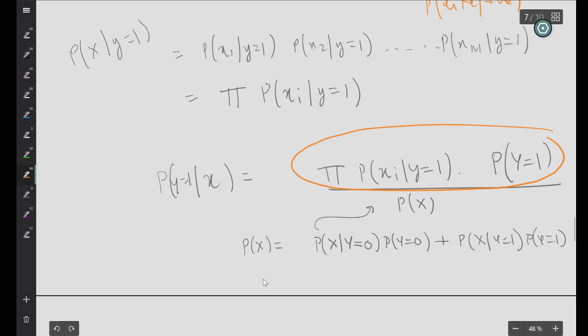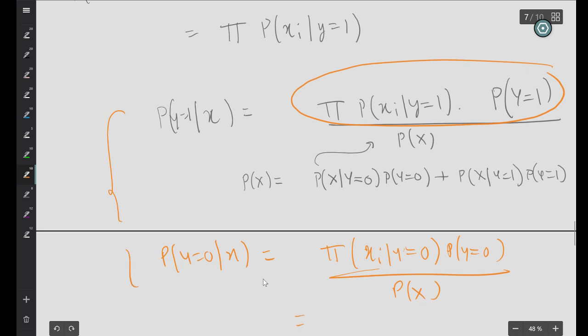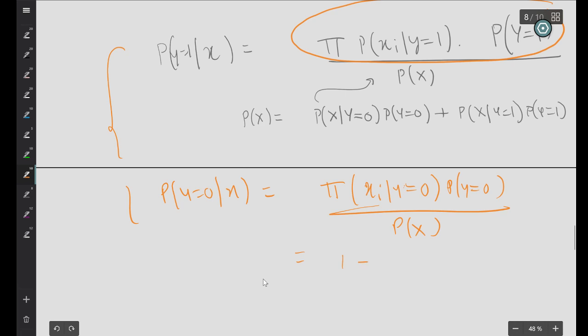Similarly, you can write the probability for the class p of y equals 0 given x. It is going to be the product of p of xi given y equals 0 into p of y equals 0 divided by p of x, and then you can find out which value is higher. For a binary classification case, this is going to be equal to 1 minus p of y equals 1 given x. Otherwise you can use this formula to compute for every class. So this is basically the naive Bayes theorem. In the next video we will try to understand it through one problem that we will solve.